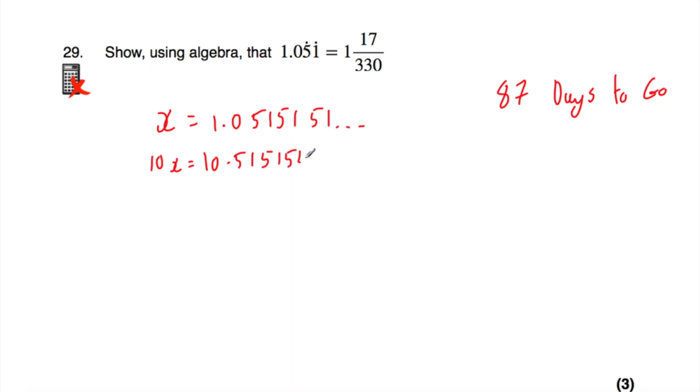10.515151 and so on. Then I would try to find another multiple of x which would also have the 515151 after the decimal point. Once you know that, you can use the 10x and whatever that other one would be to subtract them, to cancel out what comes after the decimal points. And then you'd find that as a fraction. It'd probably be top heavy, so write it as a mixed number and cancel it down, and you should find this. Okay, question number 30.